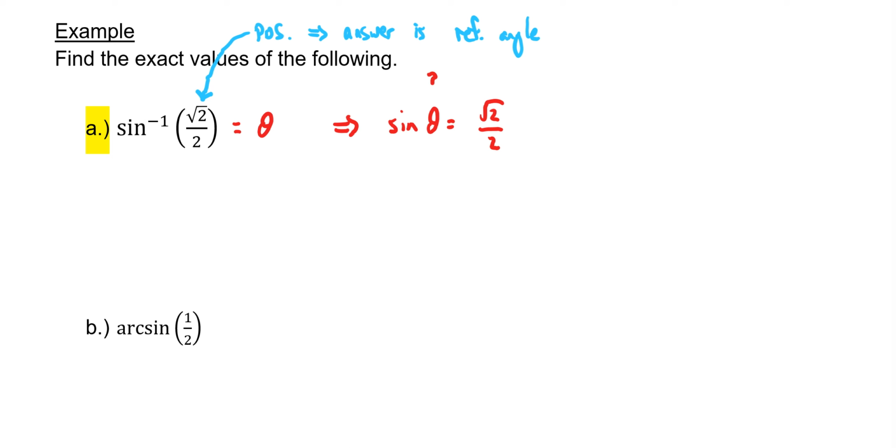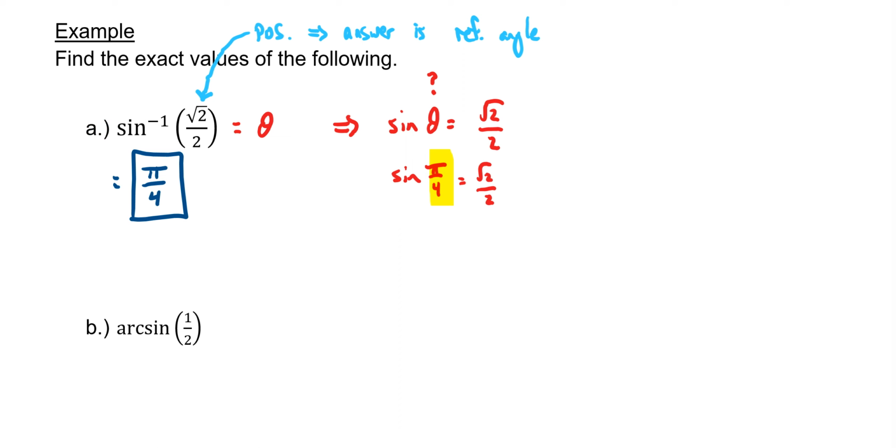So if you write it like this, what you're trying to do is figure out sine of what angle equals radical 2 over 2, such that that angle is a reference angle. So we know that sine of pi over 4, right? Pi over 4 is the reference angle for sine. That gives us radical 2 over 2. We know that sine of pi over 4 is radical 2 over 2, so that means pi over 4 is the answer. That means sine inverse of radical 2 over 2 is pi over 4.